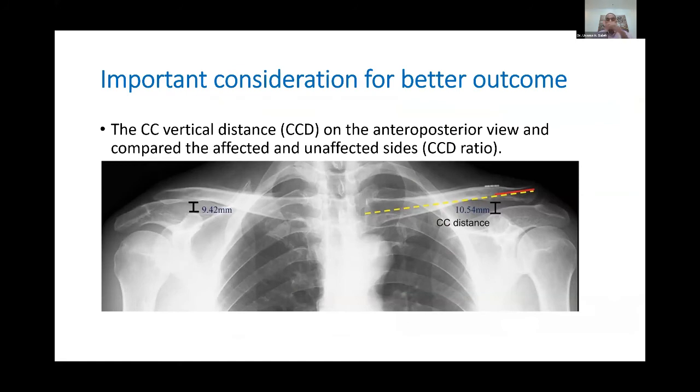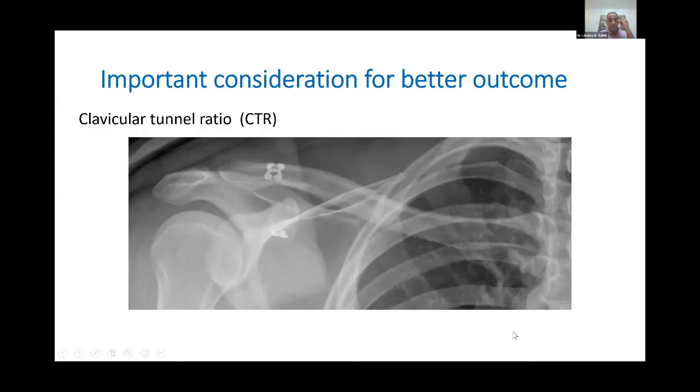There is some important consideration you have to take into account when you deal with the acromioclavicular joint, especially with this technique, which is the coracoclavicular distance. When you measure your coracoclavicular distance post-reduction and compare it to the other side, you have to be within 25% difference from the other one to get good results. The other one is the clavicular tunnel ratio. Where exactly you have to put your clavicular tunnel? Is it here, 1 cm or 3 cm?